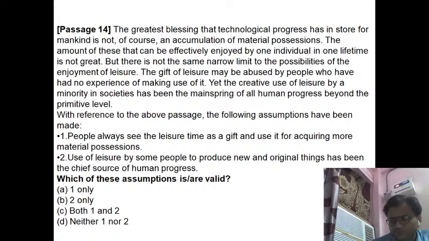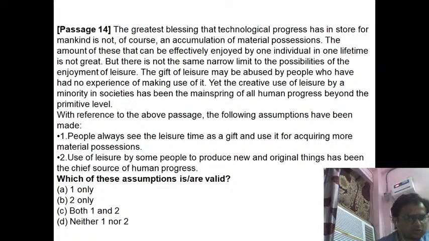Now the question is, why should we consider this as the suitable answer? Why can't we say that the first one is also correct? Because the first assumption says people always see leisure time as a gift and use it for acquiring more material possessions. But if you go for the first assumption, that has not been discussed anywhere in the passage. You can read it.